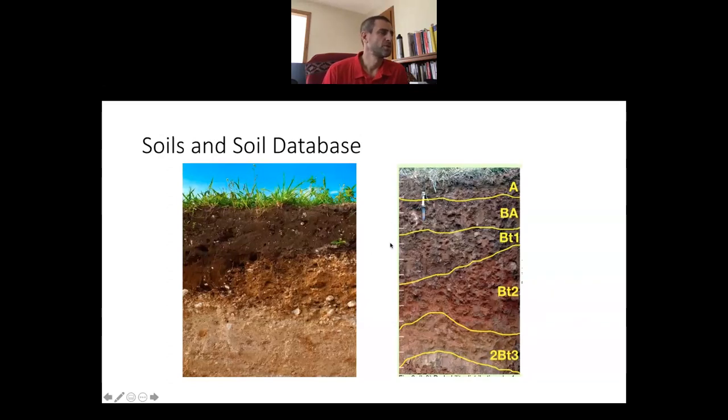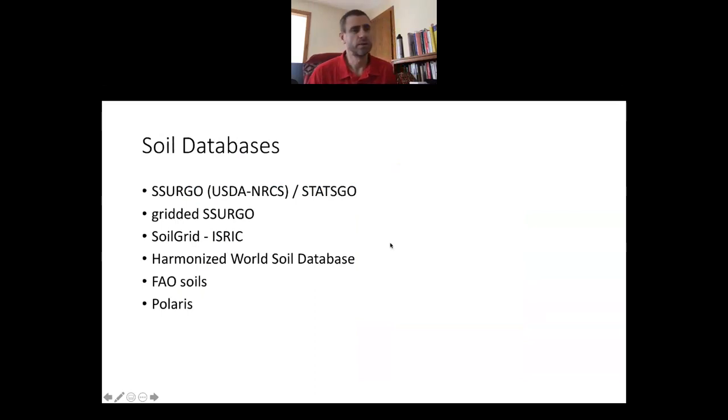But I just want to transition now to different soil databases that we use. The first one I'm going to talk about is the SSURGO database, which is specific to the US. There's a gridded version of SSURGO that can prove useful. And then I'm going to talk about SoilGrids from ISRIC. And there are other soil databases, which I'm not going to mention here, but that can be useful in certain applications.